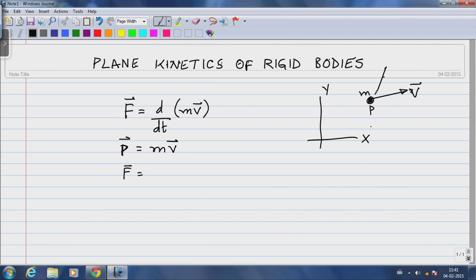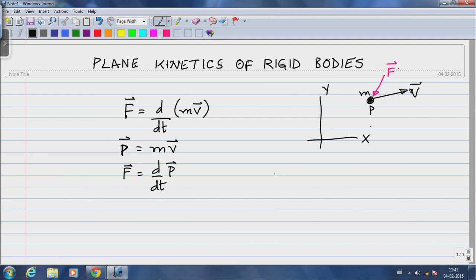So, let us say there is a force in a particular direction acting on this particle, that force causes a rate of change of momentum in the direction of that force. This is what we had for a point particle.